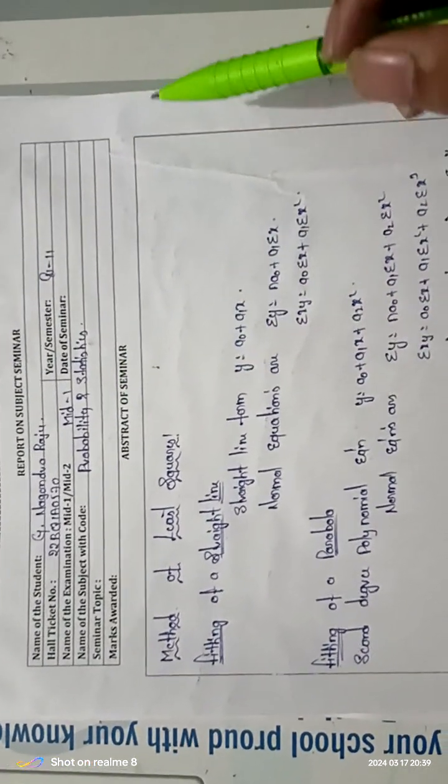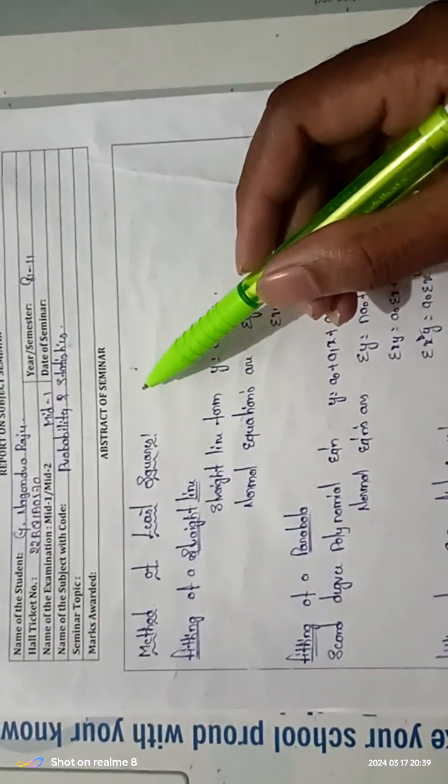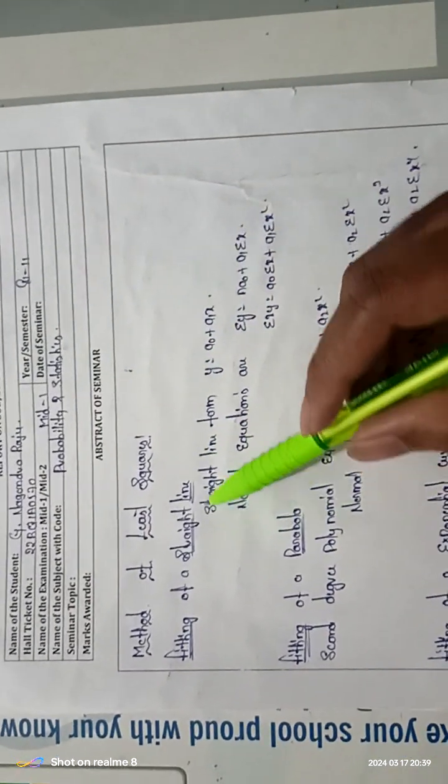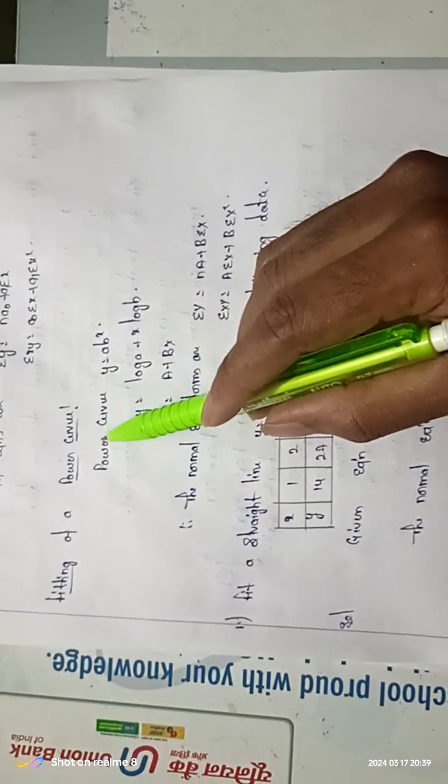My name is Nagendra. Today we are going to explain the method of least squares. In the method of least squares, there are four types. First one is straight line, second one is parabola, third one is exponential curve, and fourth one is power curve.